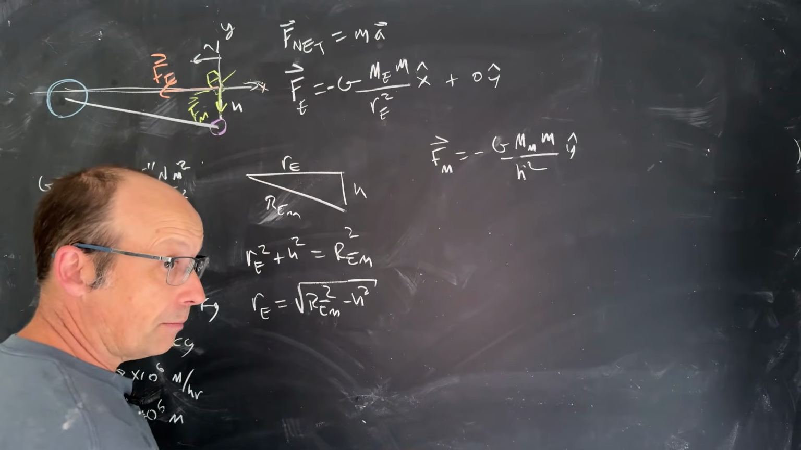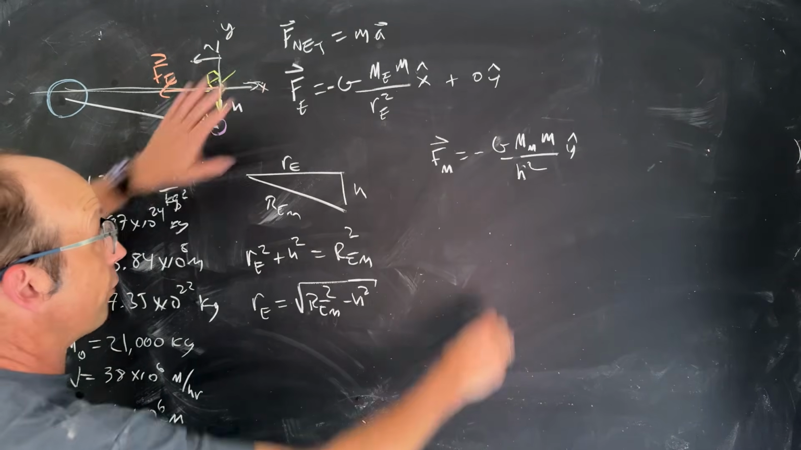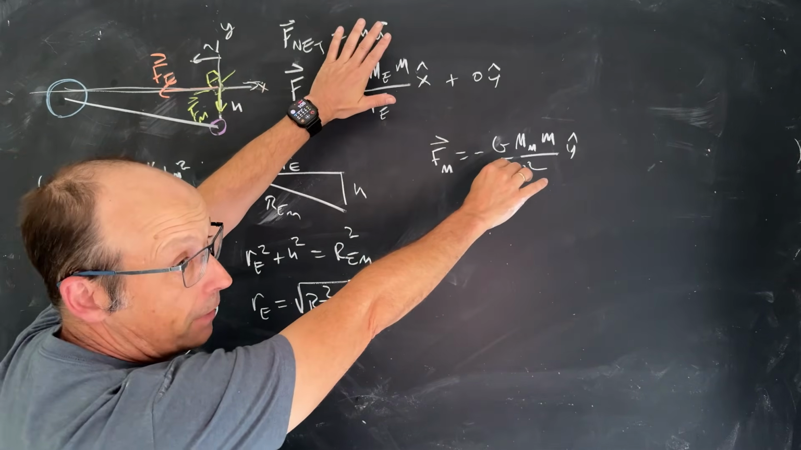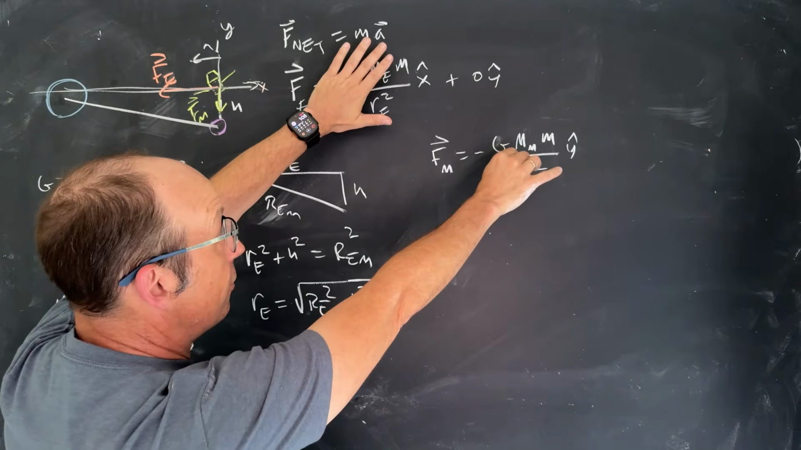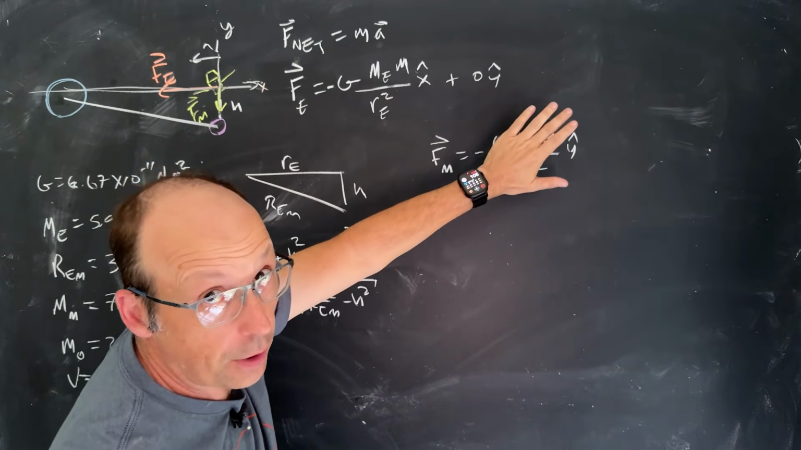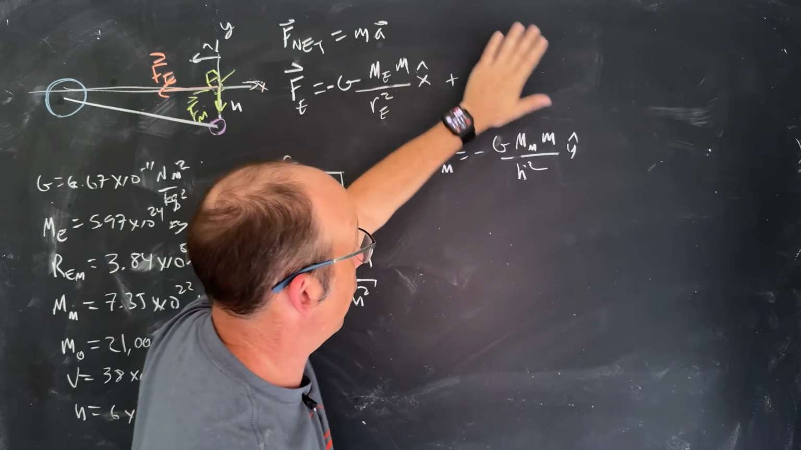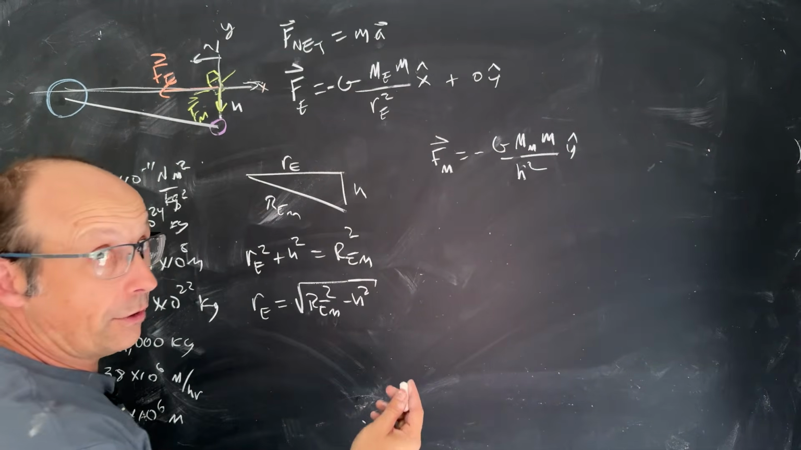You could say plus x hat. Now, why does that matter? Because once I find the net force, I just need to add these two things together. So if I add these two things together, it's going to be the x component of this plus the x component of this. But there is no x component over here. It just says 0. And the y component of this, 0, plus the y component of that. Well, I can do that.